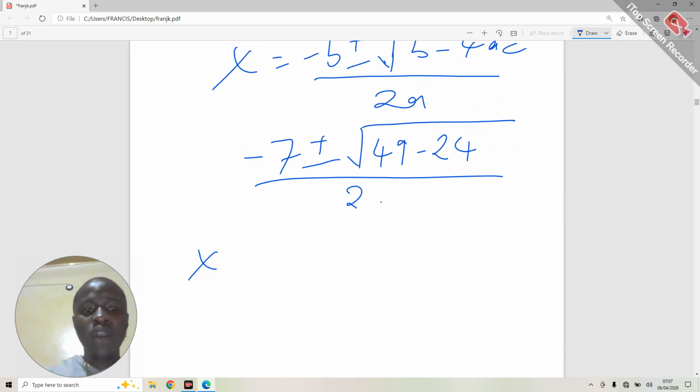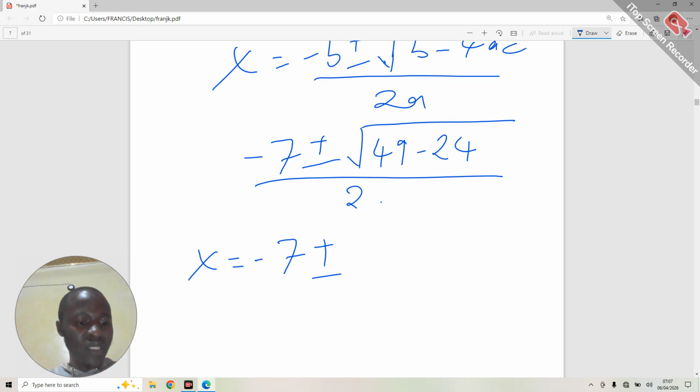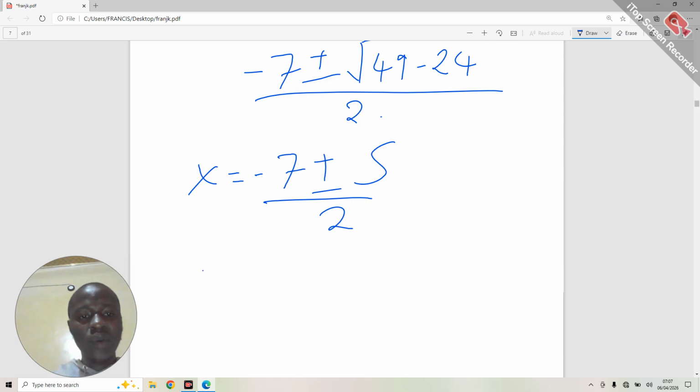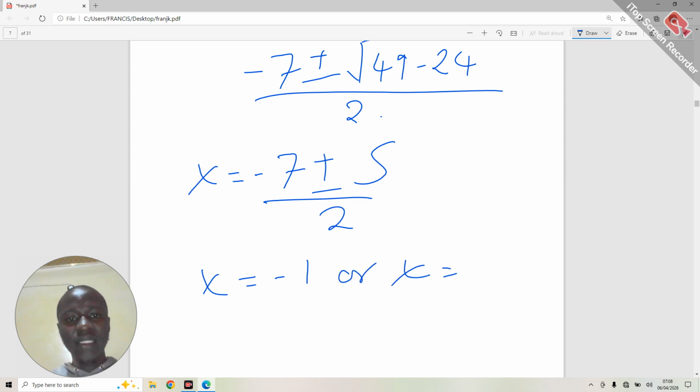So what will be my value x? My value x will be negative 7 plus or minus the square root of 49 minus 24, which is 25. The root of 25 is 5, all over 2. So that means there will be two values of x. So we have x is what? Minus 7 plus 5 divided by 2 shall have negative 1, or x is equal to minus 7 minus 5 divided by 2, which is minus 6.